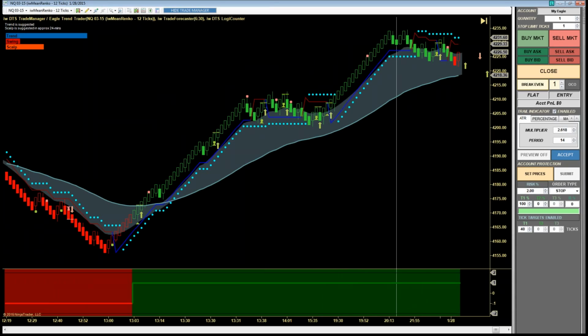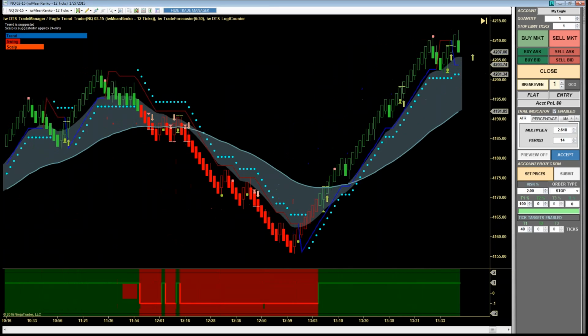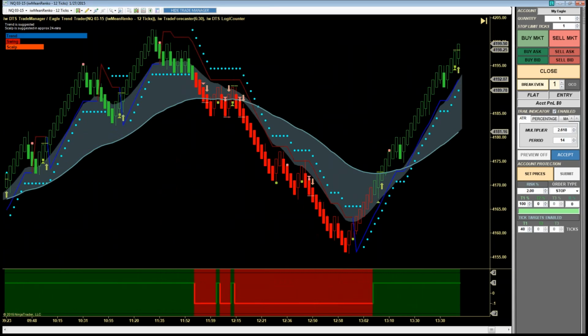And here too, we'd like to see everything in sync. There are a couple exceptions, which I'll touch on. But for the most part, a solid signal occurs when you have green bars, a green filter, and a bullish band. You see this gray band here behind the price action. This gives us our directionality as far as the trend is concerned.